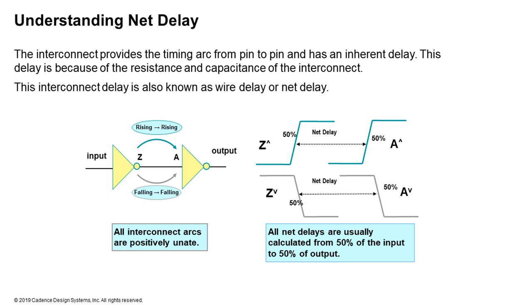And what you would notice is that all of these interconnects are naturally positively unate, and also the net delays when calculated are actually typically calculated from 50% of the input to the 50% of the output. And the timing arc of the net basically connects the pin to pin timing arcs of the cells.